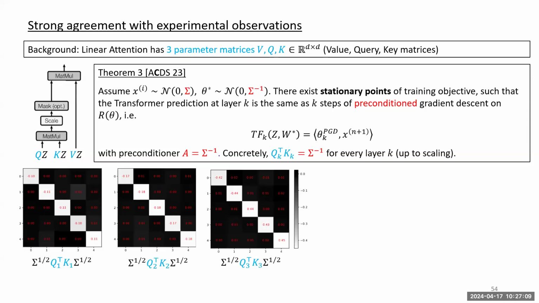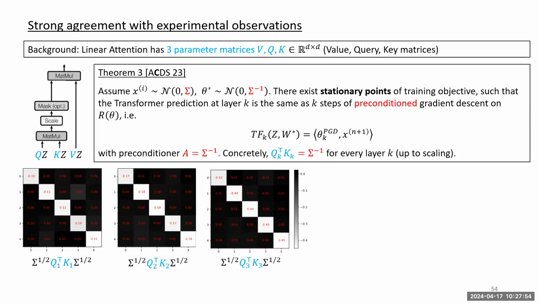This prediction agrees very closely with what we observe in experiments. Below, I visualize the query times key matrix of a 3-layer transformer trained to convergence, and we see that in each case, QK is almost exactly equal to sigma inverse. Across multiple experiments with different setups, we always observe the same result. It is quite remarkable that this simple prediction of the parameters is consistently learned each time. Finally, I'll make a note about the value matrix, which I didn't talk about.